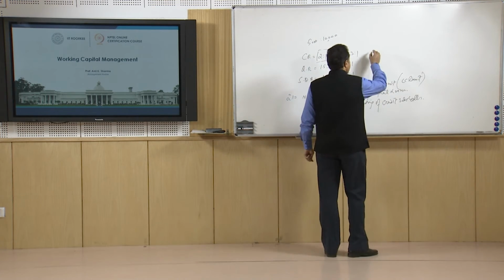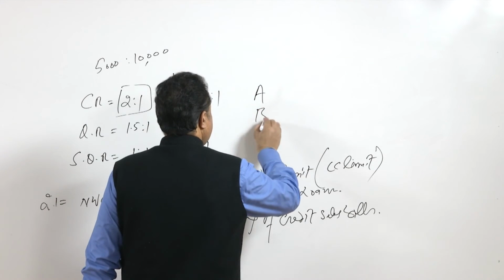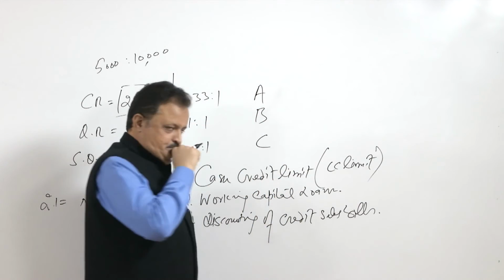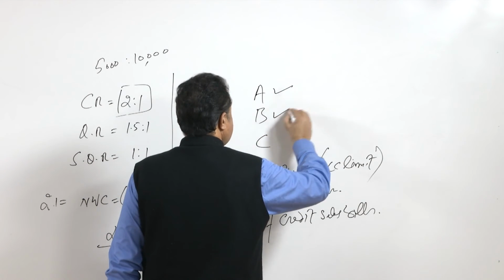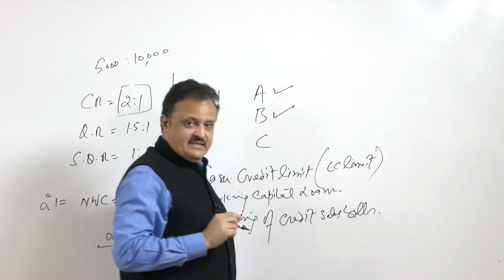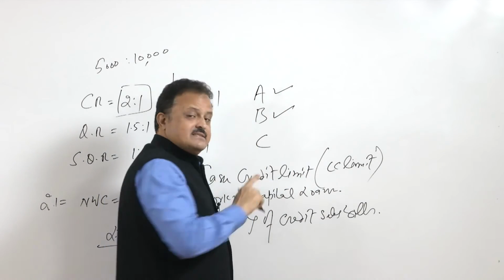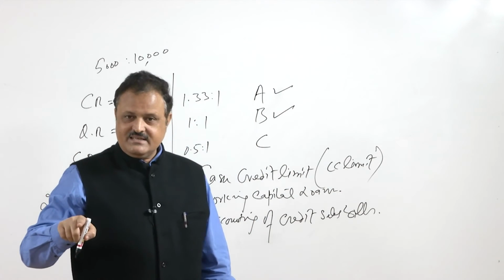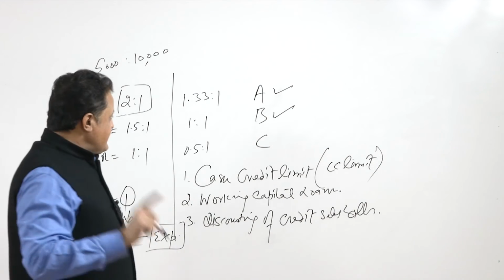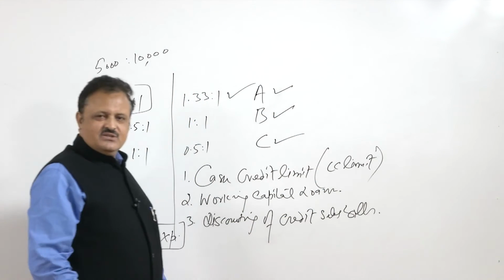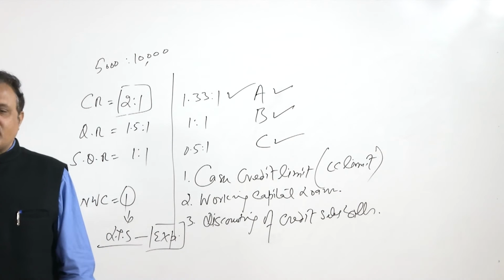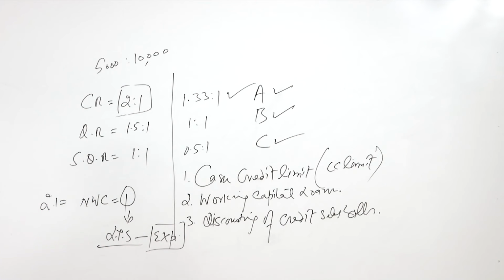These 3 categories are A, B and C. A category debtors, B category debtors, and C category debtors, because of credit sales. Who are the A category debtors? Those who have bought on credit and who have a very good financial reputation in the market.